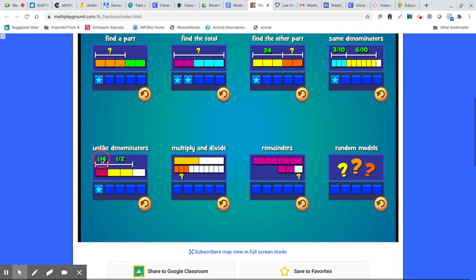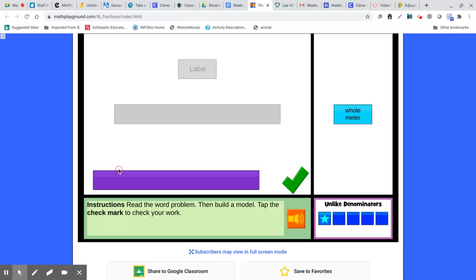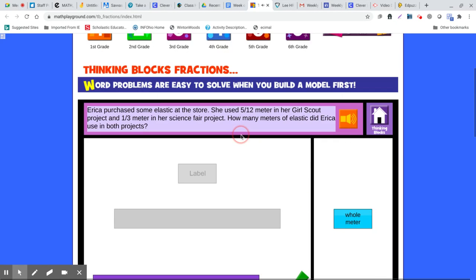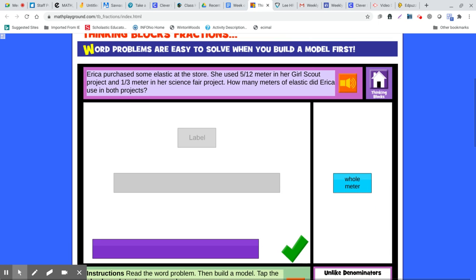All right, so we're going to talk about unlike denominators. We know when we add or subtract, we have to have the same denominator. But when you multiply or divide, you do not. So let's see what's happening. Erica purchased some elastic at the store. She used 5 over 12 meter in her Girl Scout project and 1/3 meter in her science fair project. How many meters of elastic did Erica use in both projects?